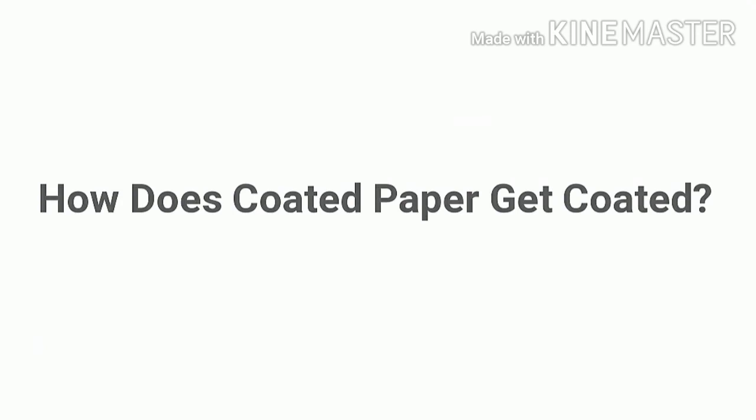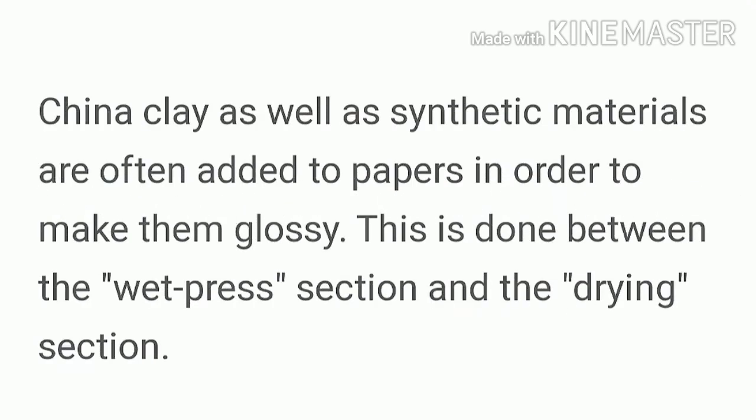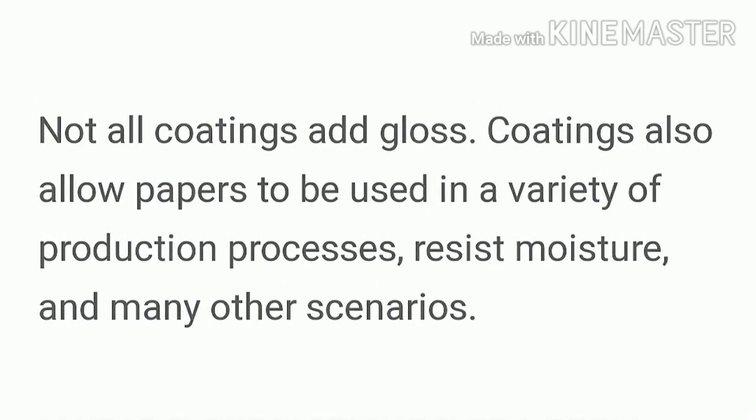How does coated paper get coated? China clay as well as synthetic materials are often added to paper in order to make it glossy. This is done between the wet press section and the drying section. Not all coatings add gloss. Coatings also allow papers to be used in a variety of production processes, resist moisture, and many other scenarios.